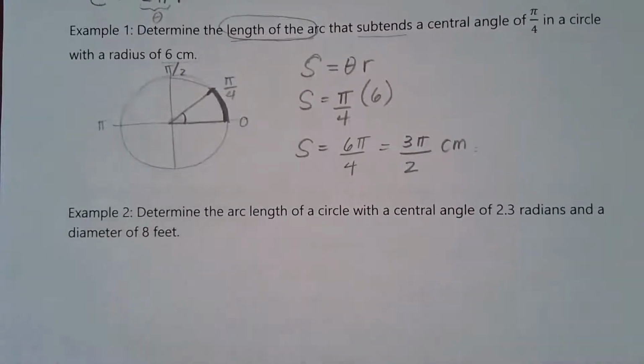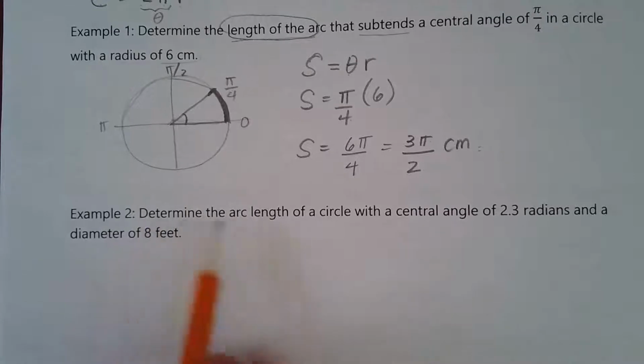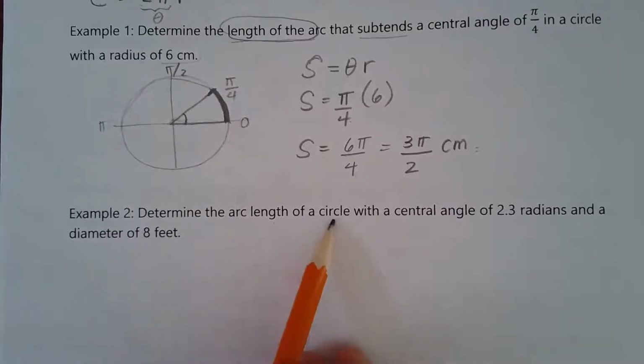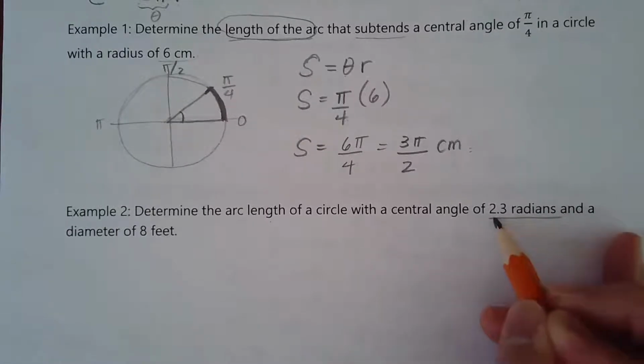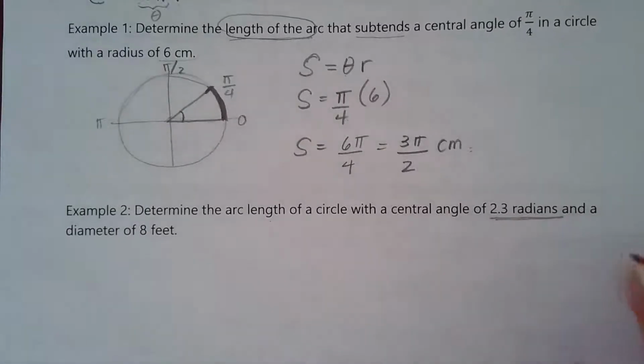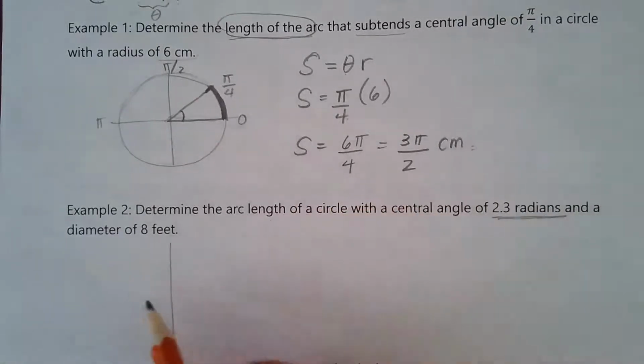Okay, let's take a look at example number 2. Determine the arc length of a circle with a central angle of 2.3 radians. Okay, 2.3 radians. Approximately, where is 2.3 radians? Okay, let's see here.